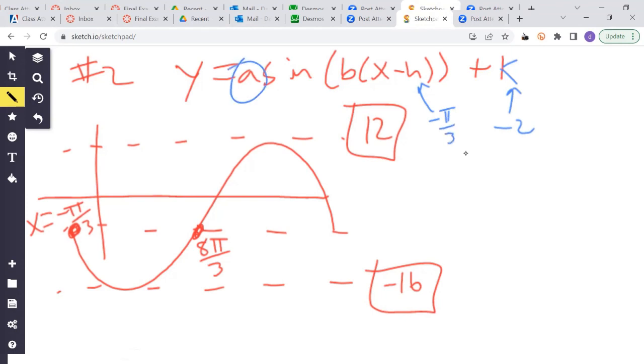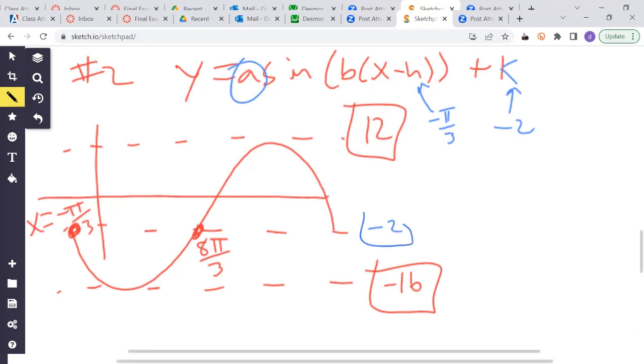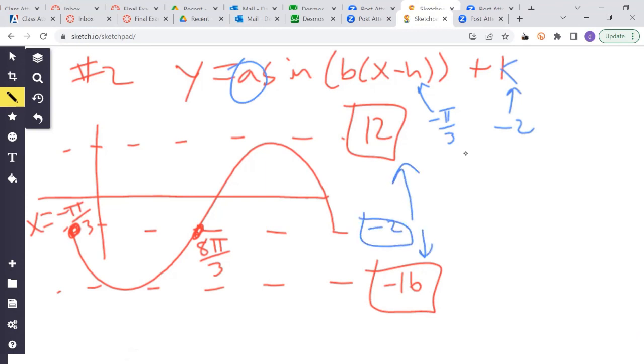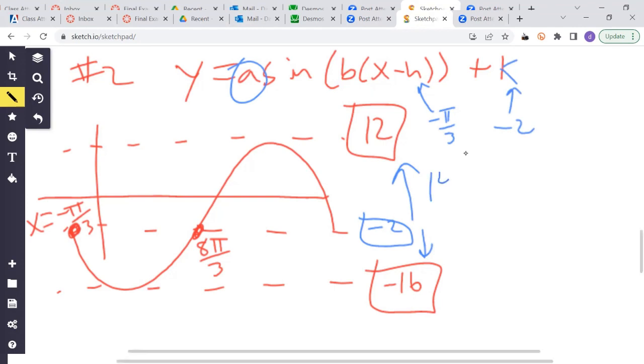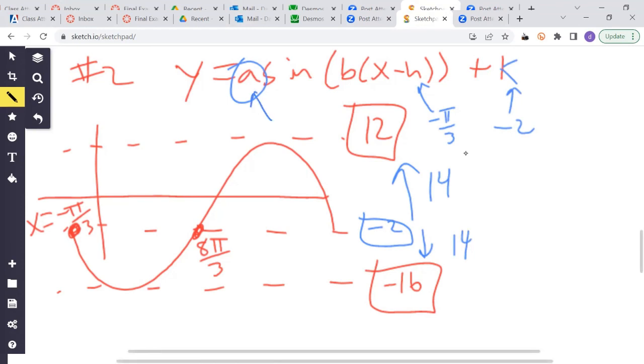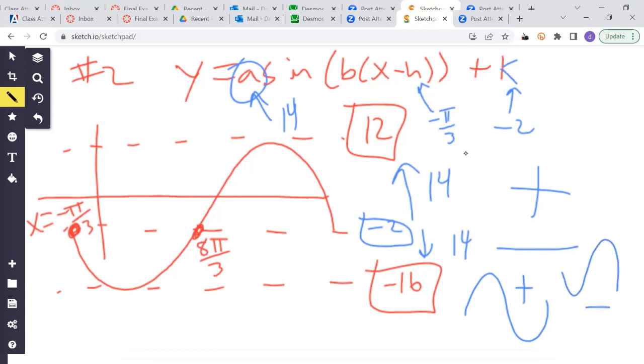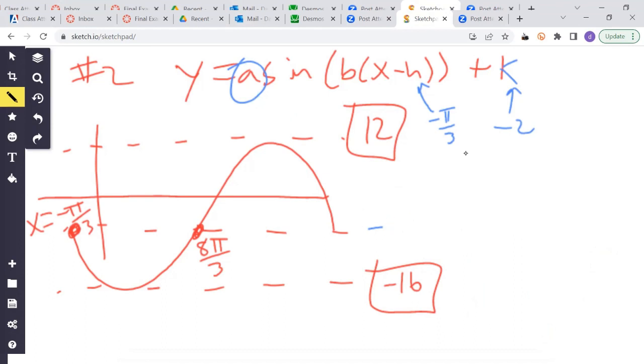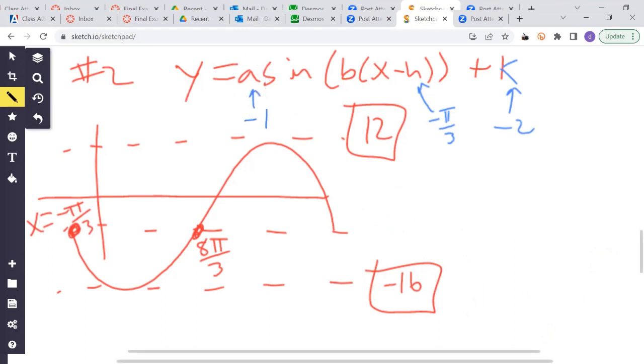What about A? A is the amplitude. From the middle, how much did you have to go up or down? From -2 to 12 positive, that's an increase of 14. From -2 to -16, you've gone down 14. So your movement was 14. So you know that A is going to be 14, but is it positive or is it negative? Recall, if it looks like this, it's positive, but if it looks like this, it's negative. Ours is a negative sine wave, so that 14 has to be negative.